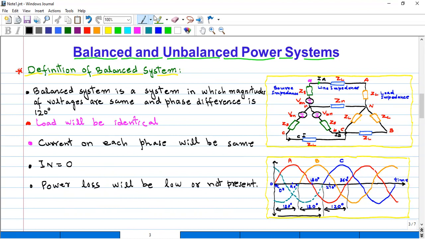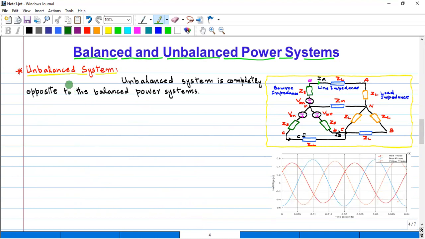So these are the most important parameters to define the balanced power system. A balanced power system is a system in which the magnitude of the voltages is the same and the phase difference is 120 degrees, the load will be identical, the current on each phase will be the same, the neutral current will be equal to 0, and the power loss will be low or not present. So these are the characteristics of the balanced power system. Now we will discuss what the unbalanced system is.